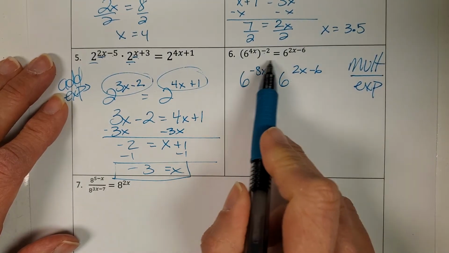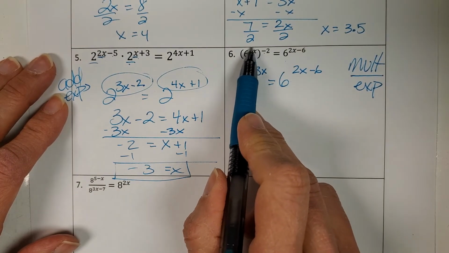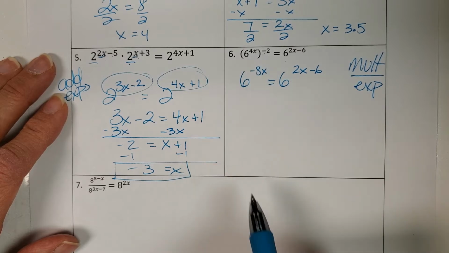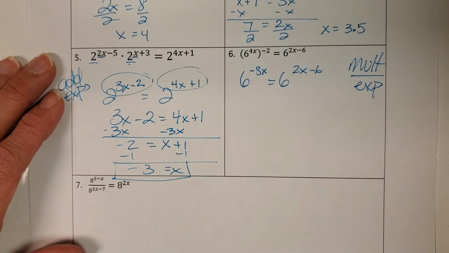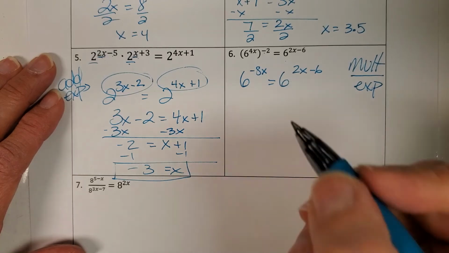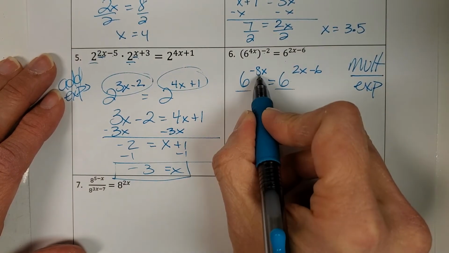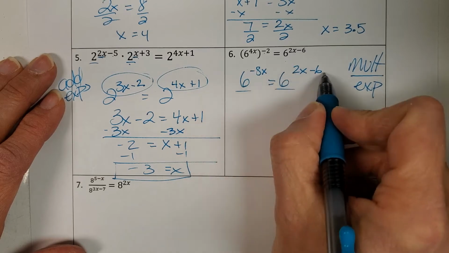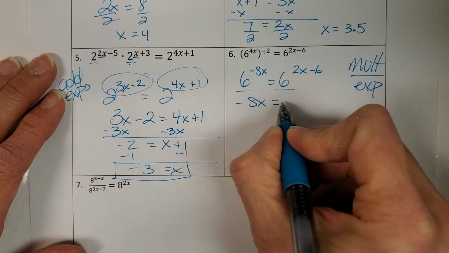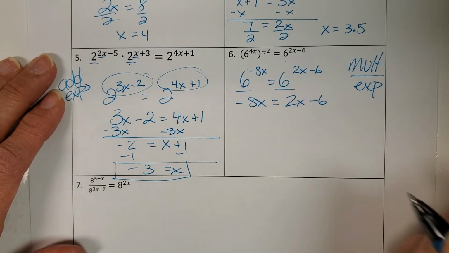So although there was one base on each side, can't really count this. It's a little tricky. You have to simplify it. We want to make sure it's simplified. Just one base to a power, not a power raised to a power. So now that they're one base, and they're equal, I set the exponents equal to each other. So negative 8x equals 2x minus 6.